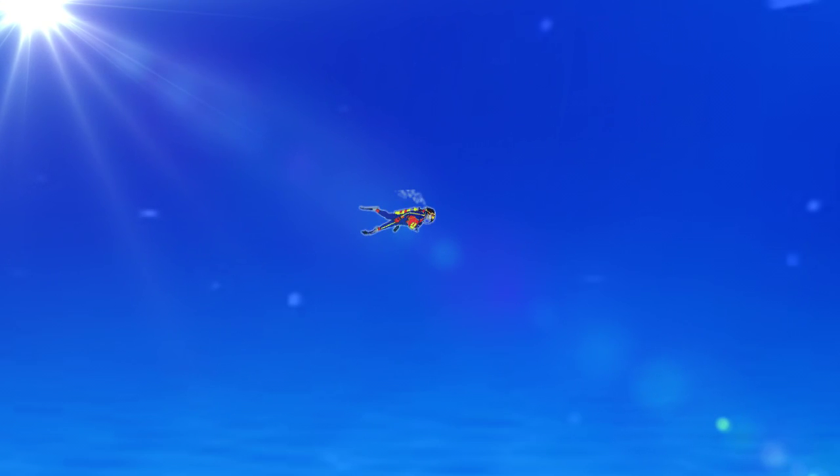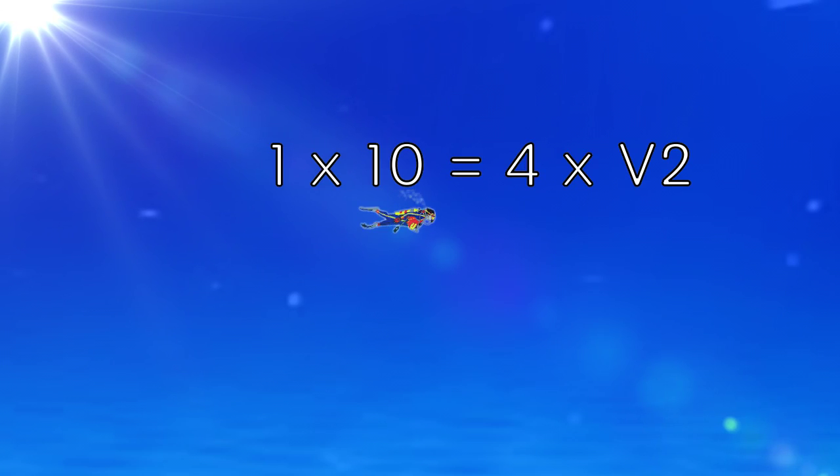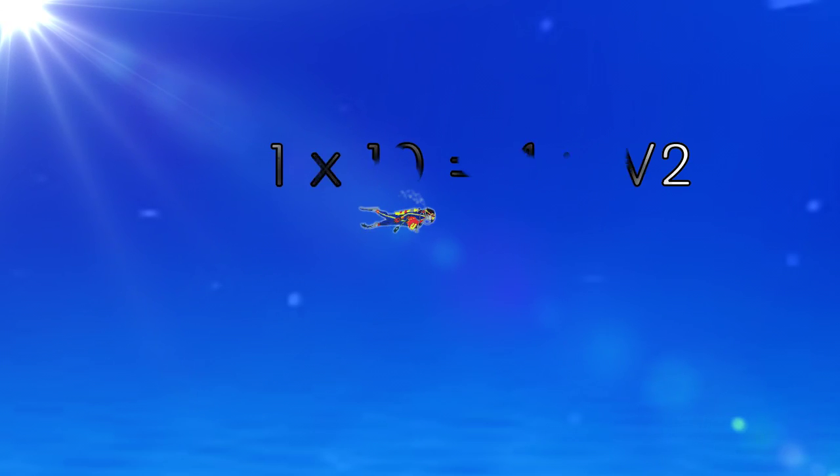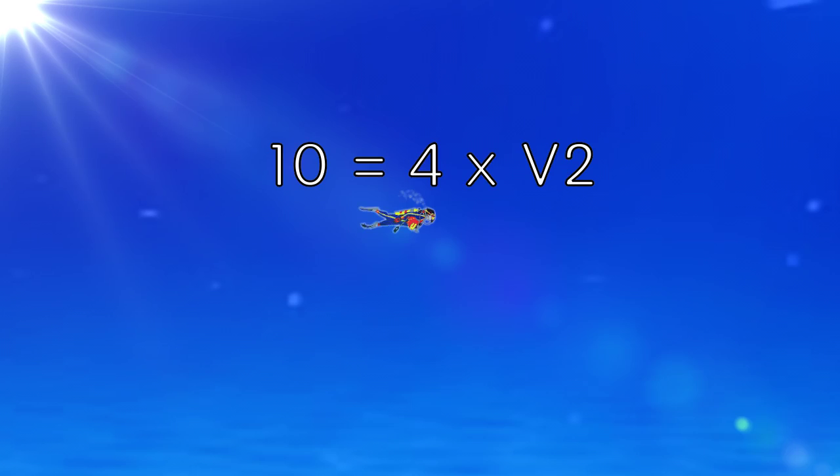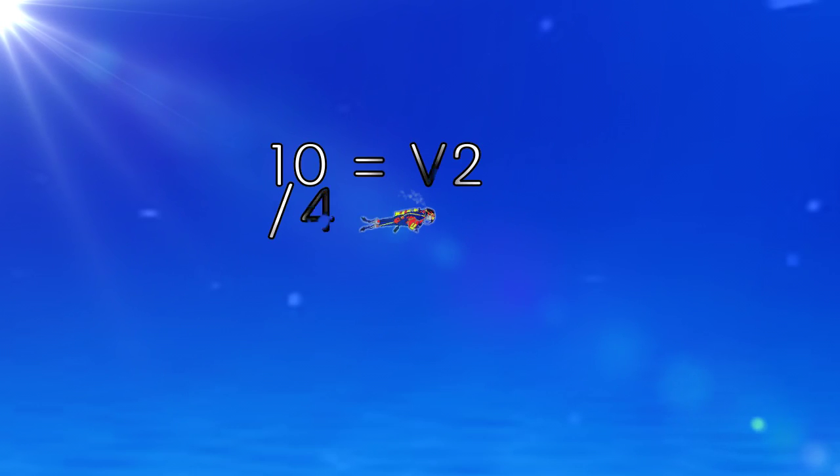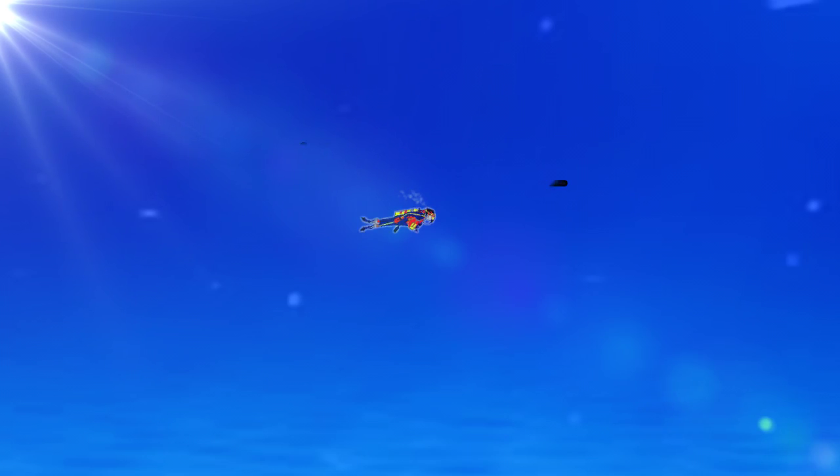We now put this into the equation, and we can get 1 times 10 equals 4 times V2. When we solve the first part, we get 10 equals 4 times V2. If we then divide the 4 on both sides, we get 10 divided by 4 equals V2, which would therefore give us an answer of V2 equals 2.5 liters.